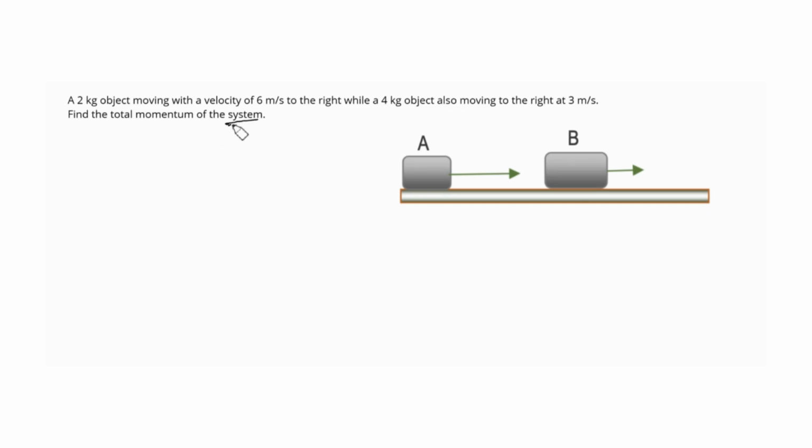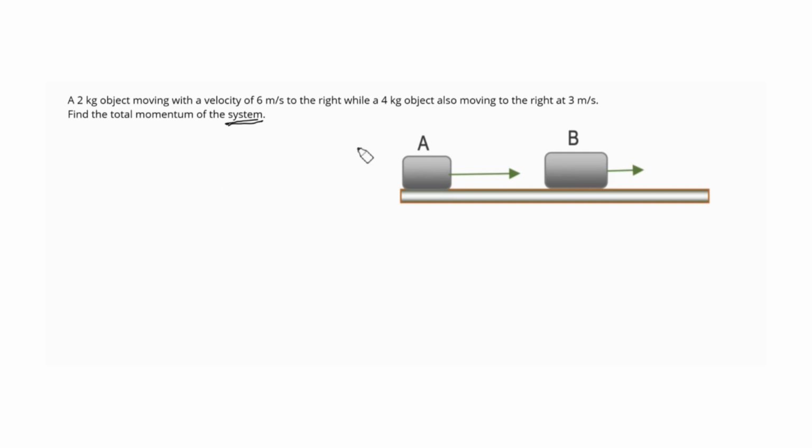Now this term system, you need to get used to it. Basically, when I think of a system, I just pretend that these are the only two things in the entire universe. There's nothing else. Nothing else is going to bother it or interact with it. It's just going to be these two guys, pretend they're drifting out in space and it's just them. That makes it a little easier to look at what we mean by a system. It's just these two objects and nothing else but them.